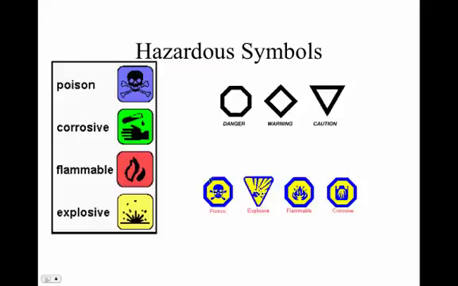So for example, this poison symbol with the octagon means it's really, really poisonous. This means that you just have to worry, it's just a caution.